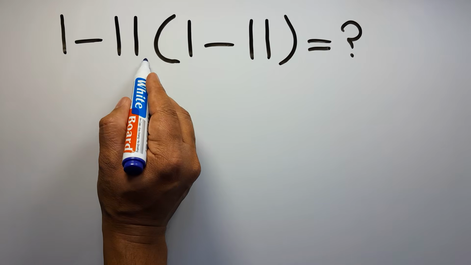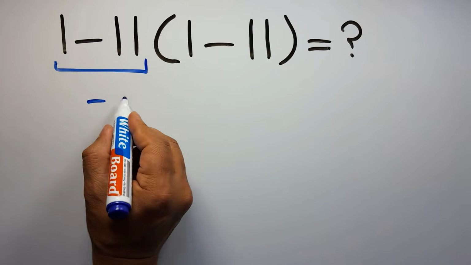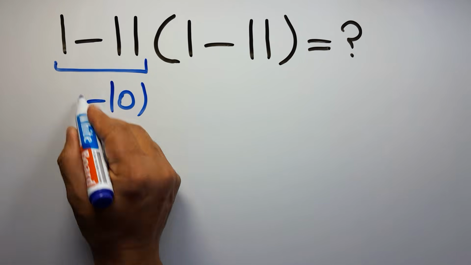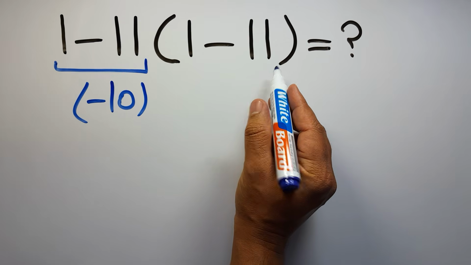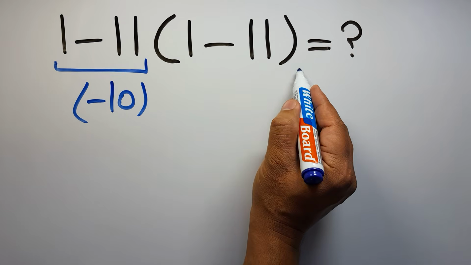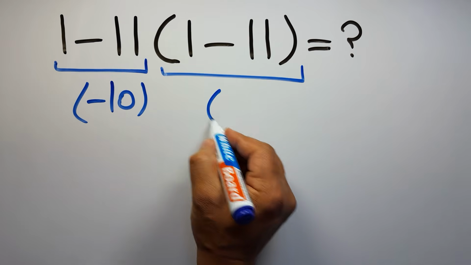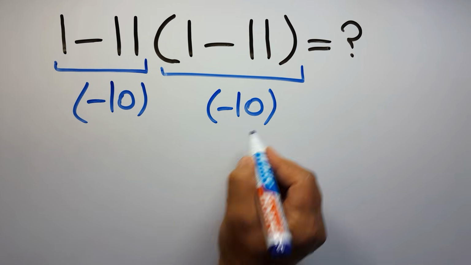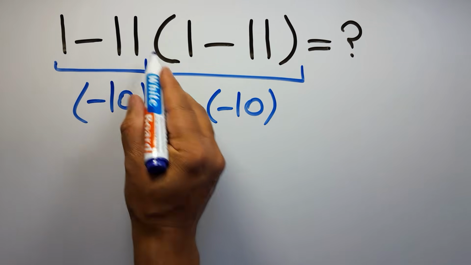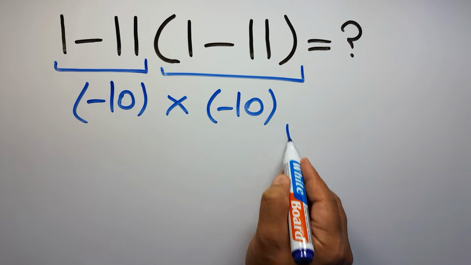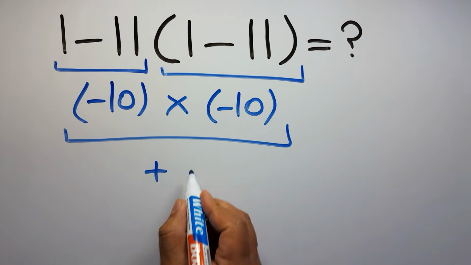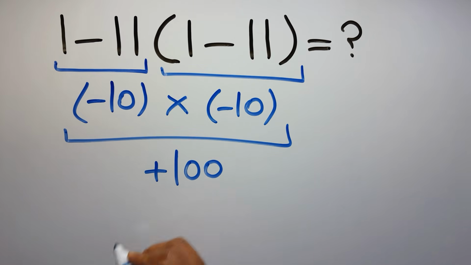1 minus 11 gives us negative 10. And again, here inside this parentheses, we have 1 minus 11. So, negative 10 times negative 10 gives us positive 100.